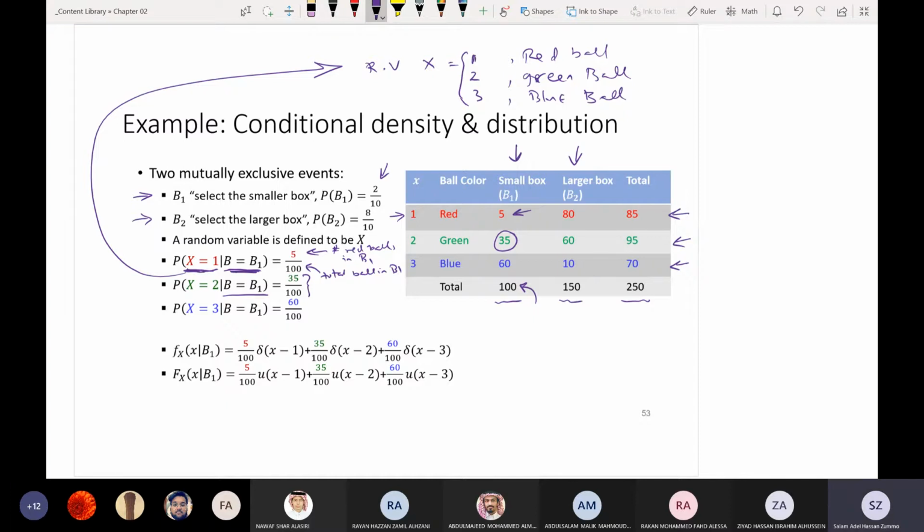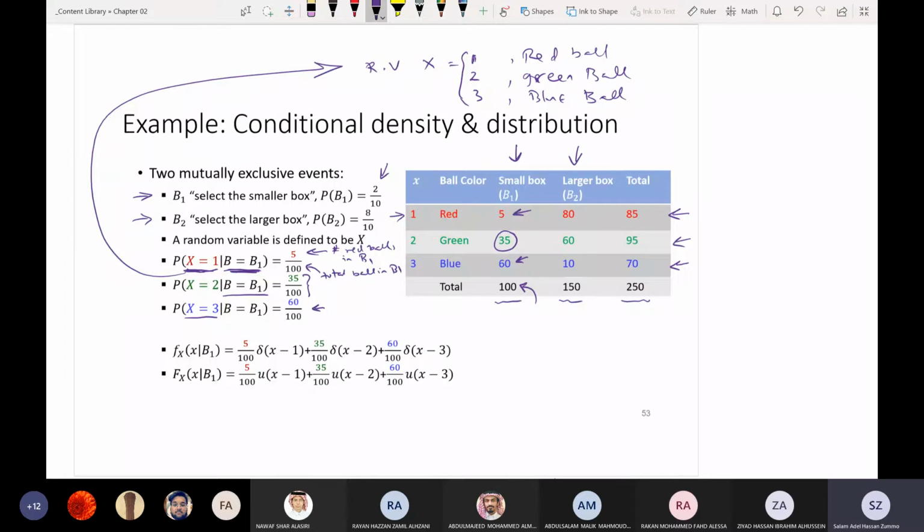Any questions about how we found this? No, easy. Excellent. So now, what is the probability that x equals 3 given B1? It's basically, x equals 3 happens when I select a blue ball. So it's 60 divided by 100. Excellent.